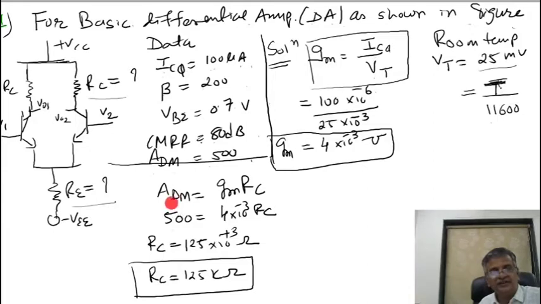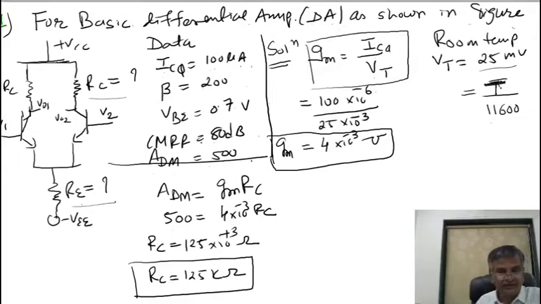We have already derived this equation: ADM is equal to Gm Rc. So 500 is equal to 4 into 10 raised to minus 3 times Rc. So you can find this value. You get Rc.